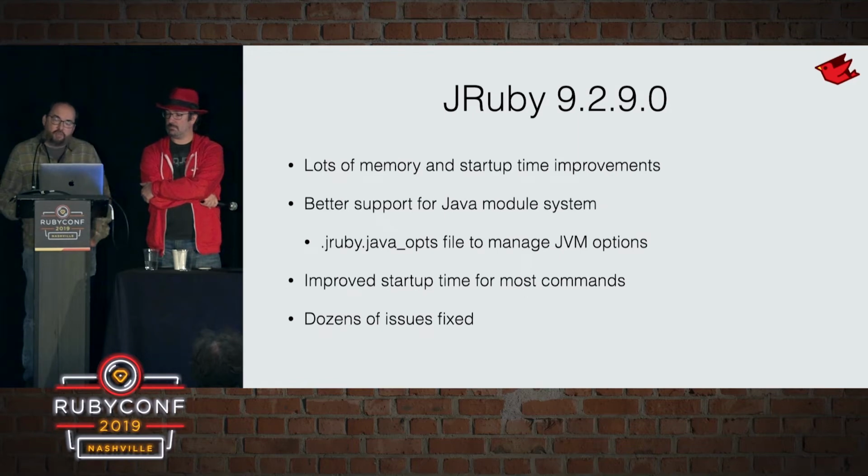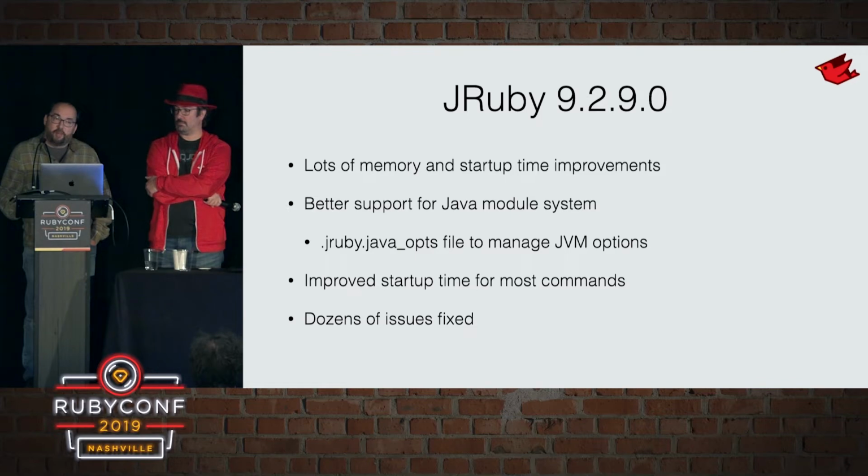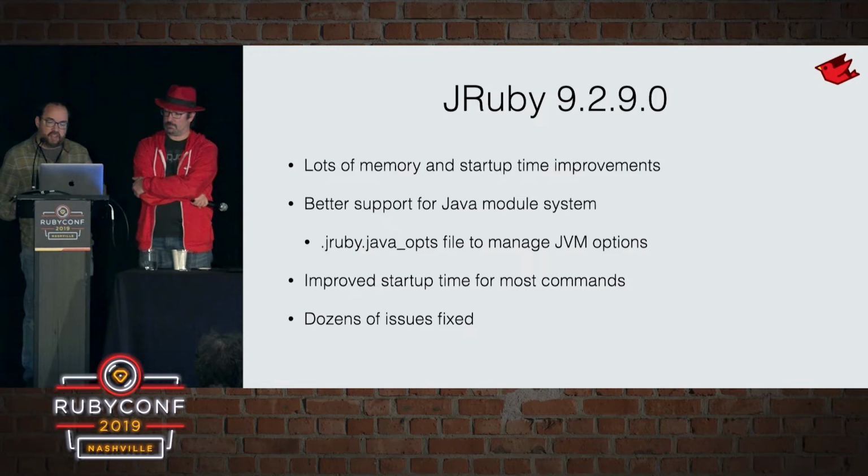About 2 weeks ago, we put out 9.2.9. We've been spending a lot of time working on memory improvements from 9.2.7 to 9.2.9 on a single controller Rails app. We've dropped our memory use by about 24%. We've also made a bunch of improvements on startup time. Pretty much any command line you'll notice it's a little bit faster than it was. We're always fixing options, and the Java module stuff Charlie will talk about later.